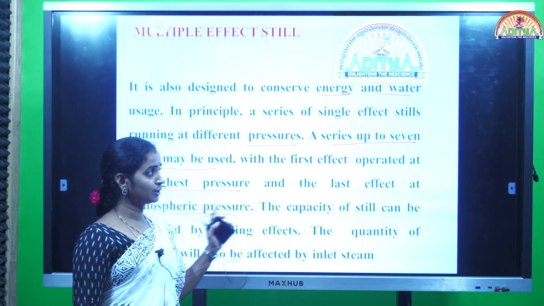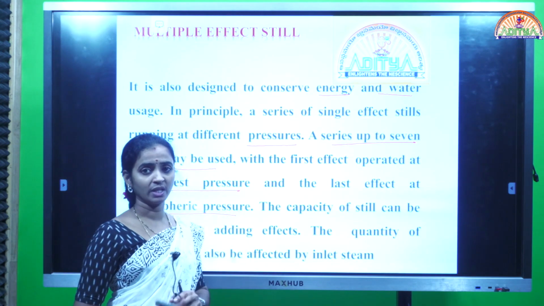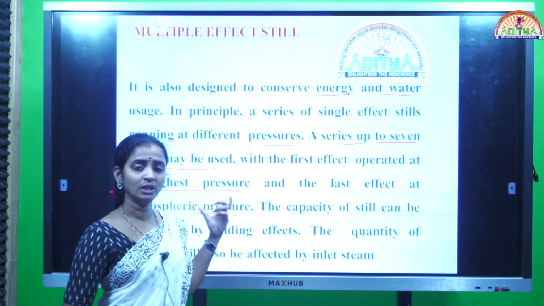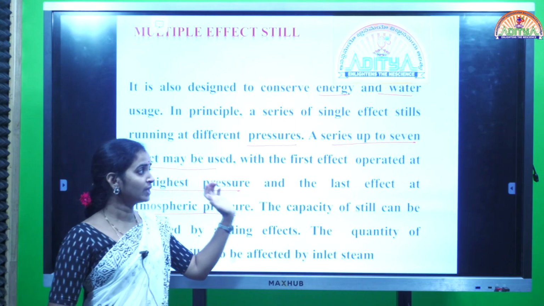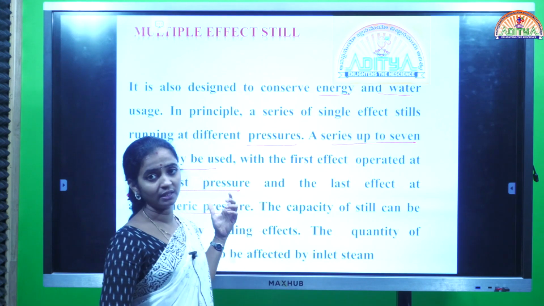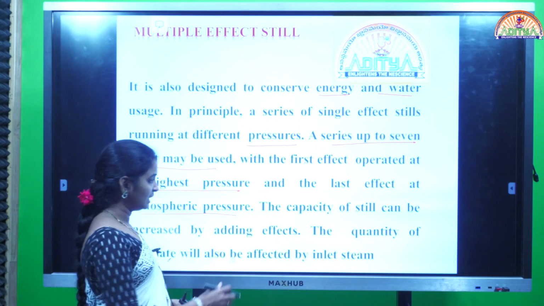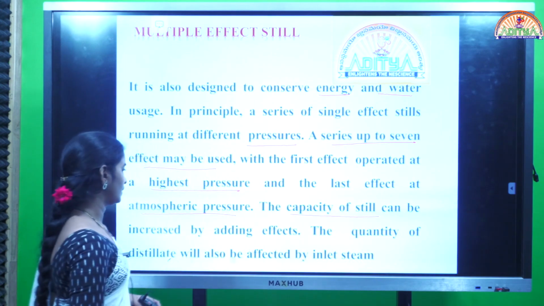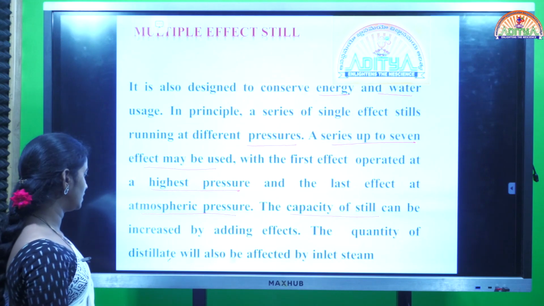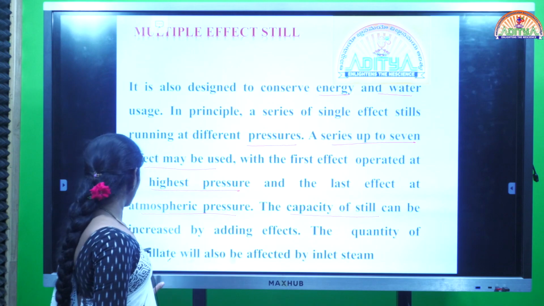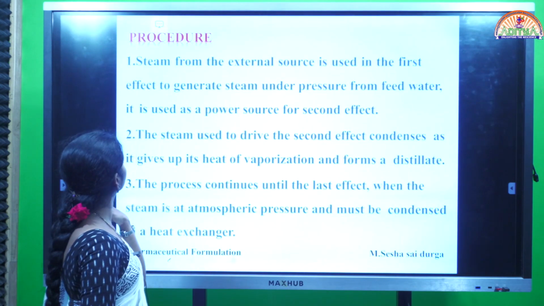So up to 7 stills we can connect one by one serially, and the first one will act at the highest pressure and the last still will be operated at the lowest pressure. In this way we can enhance the capacity of the still, and the quantity of distillate will also be affected by the inlet steam. So what is the procedure here? We will see.